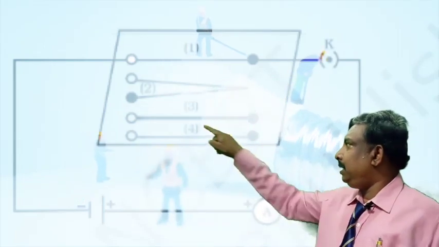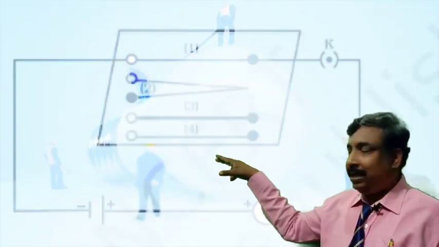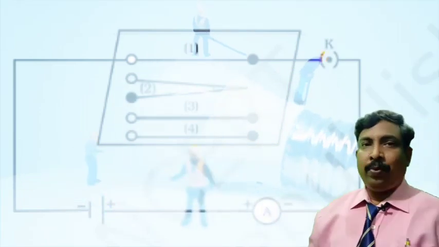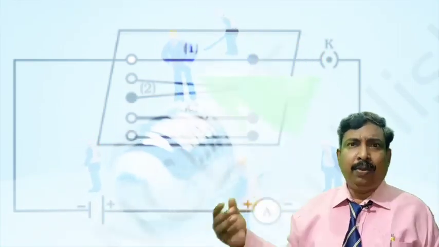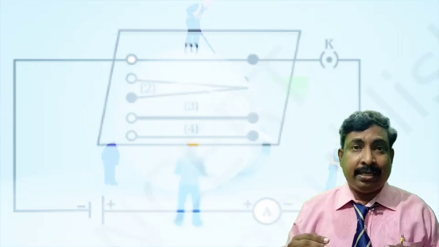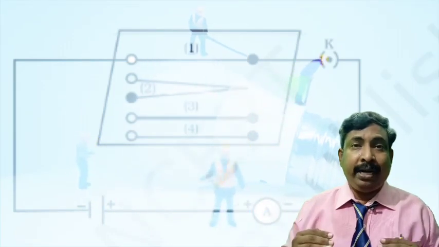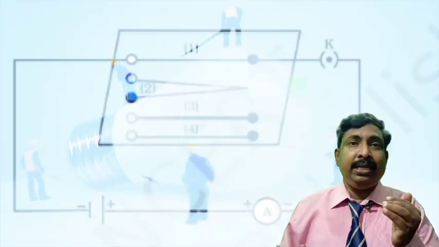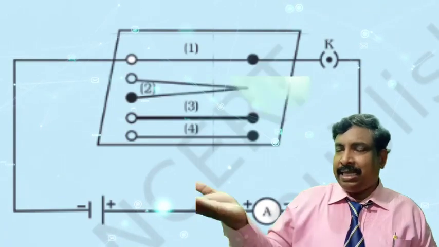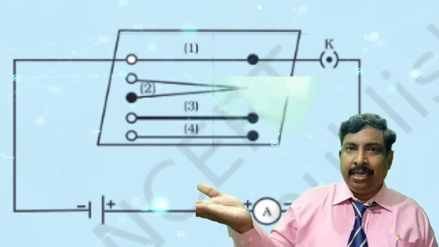Now repeat the same experiment. First wire and second wire have the same length, but what is the difference? Thickness is double. You will find that the current value is increased. How? Because the thick wire provided less resistance. The thick wire provided less resistance means as thickness is increasing, resistance value is decreasing. It means resistance is inversely proportional to the thickness of the conductor.